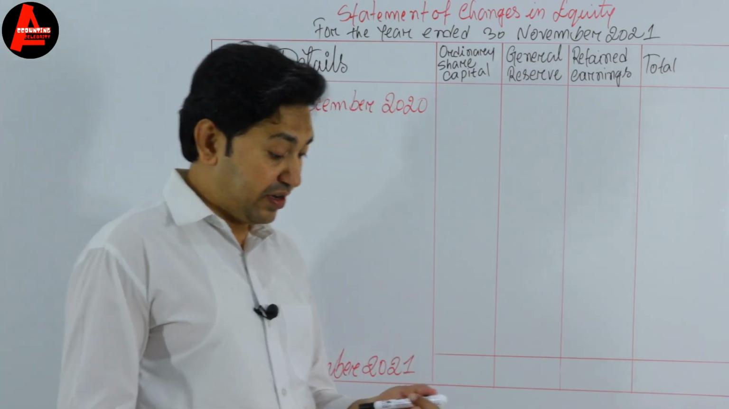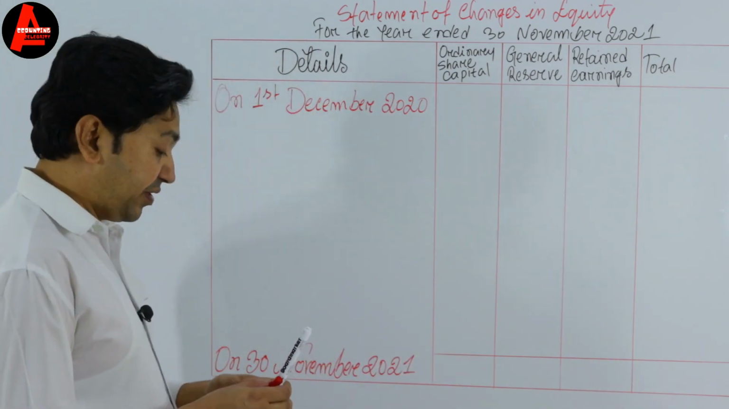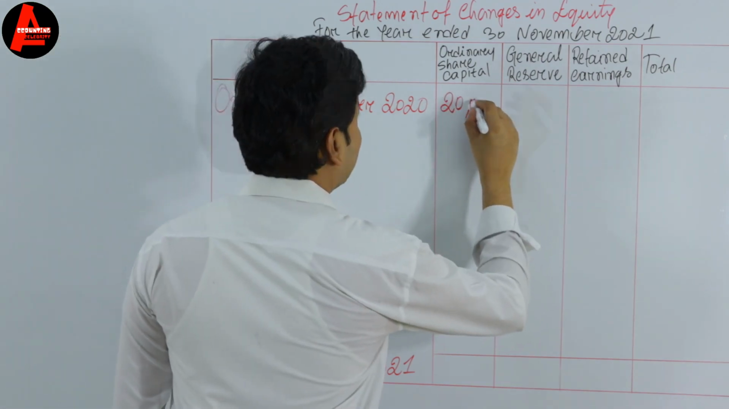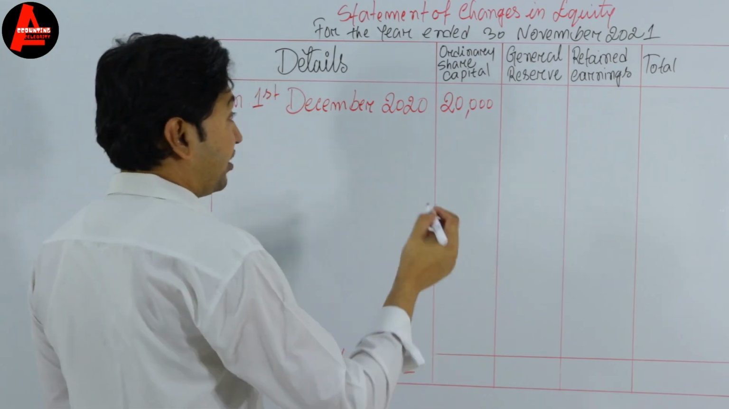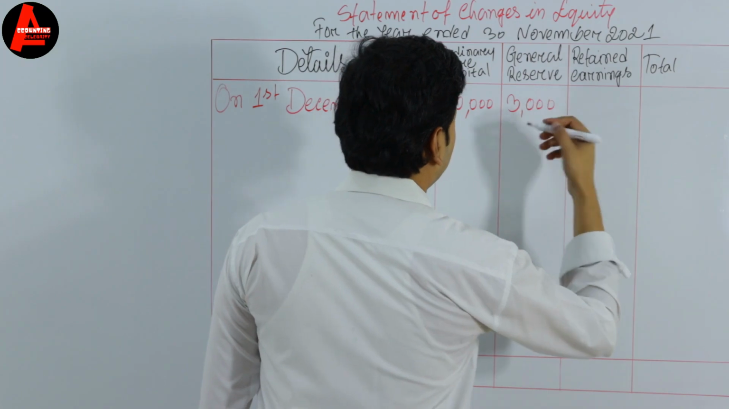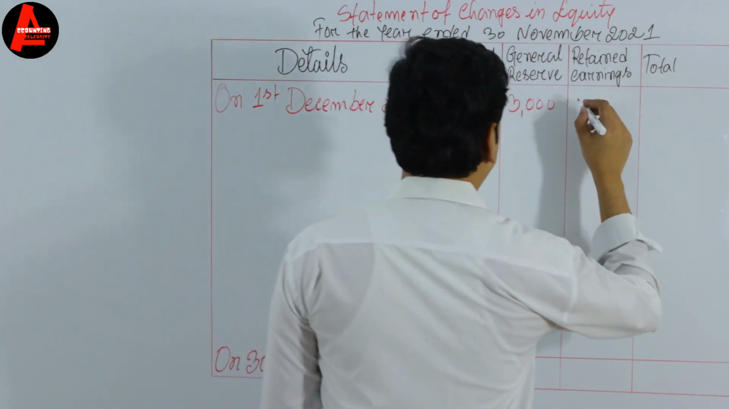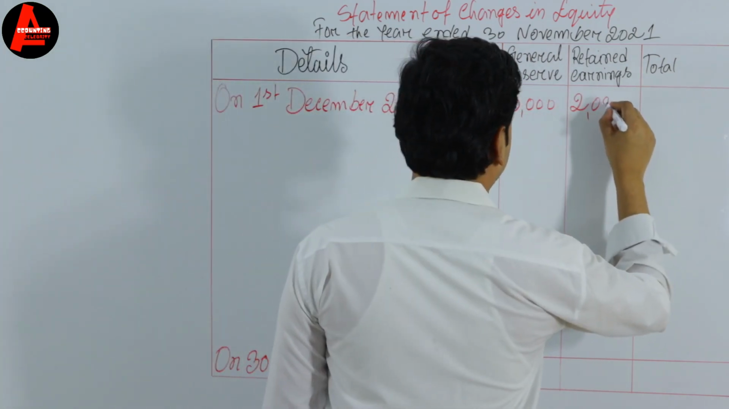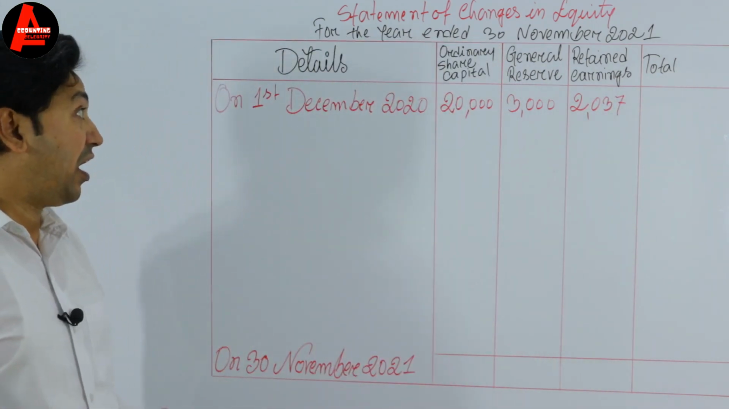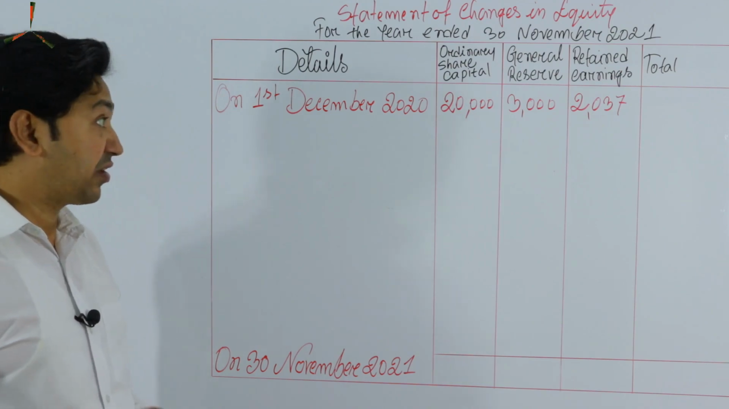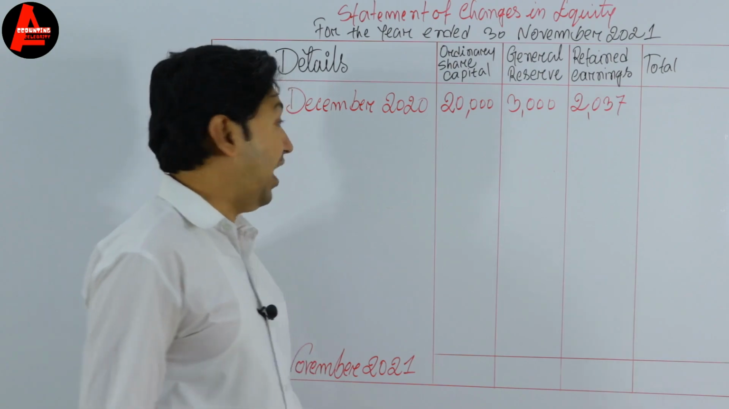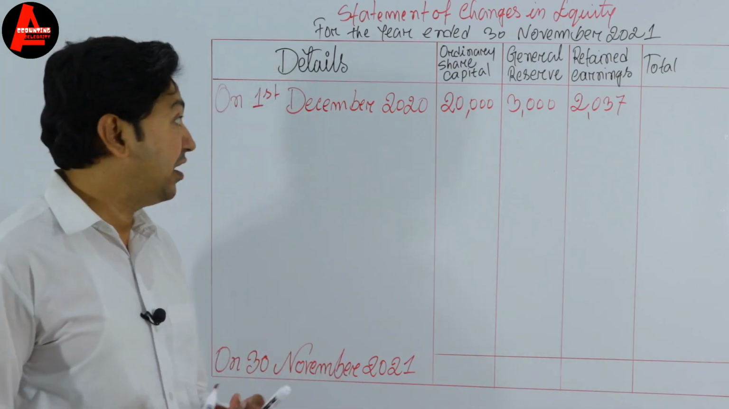So now let us write here ordinary share capital. It is on the question $20,000. Okay, then we have general reserve on the question. We see it is $3,000. Okay, then retained earnings we see on the question $2,037. Okay, so always we will have opening balance on the question. Okay, just exactly we will copy from the question and we will paste here. Okay, and this will be the first item, opening balance.